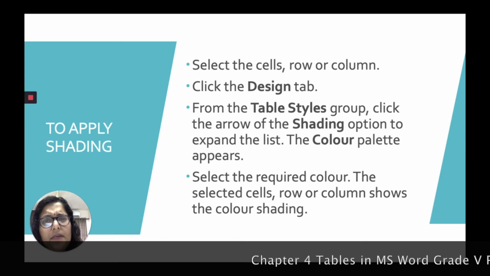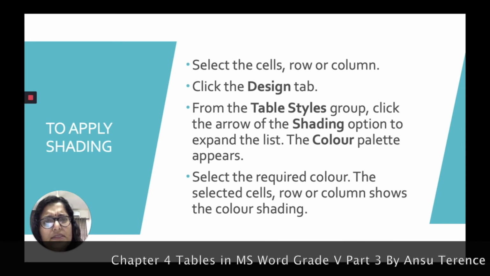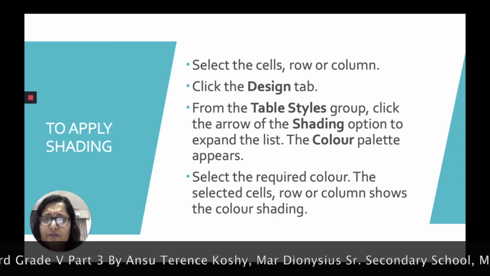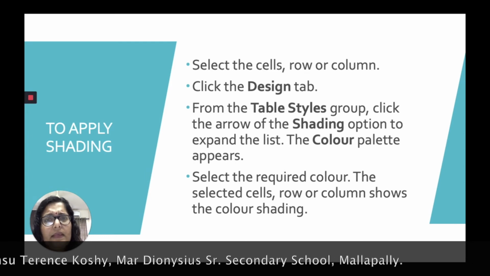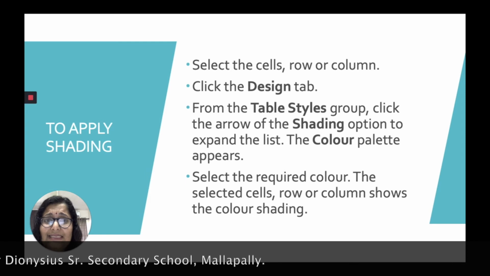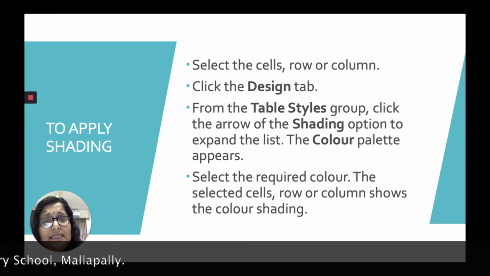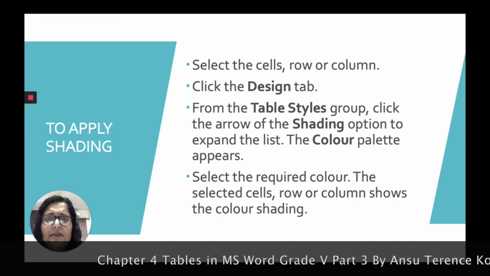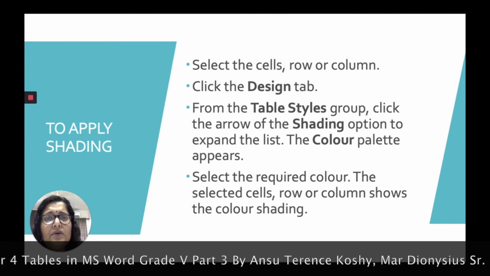If you want to apply a color shading into the table in certain columns of the table, then this is what you need to use. You have to select those columns. Then you have to click on the Design tab, and in that there is a Table Styles group. In that there is a shading option. Then from that you have to select the color palette, the required color you need, and when you click on it, the color will be given in those columns.